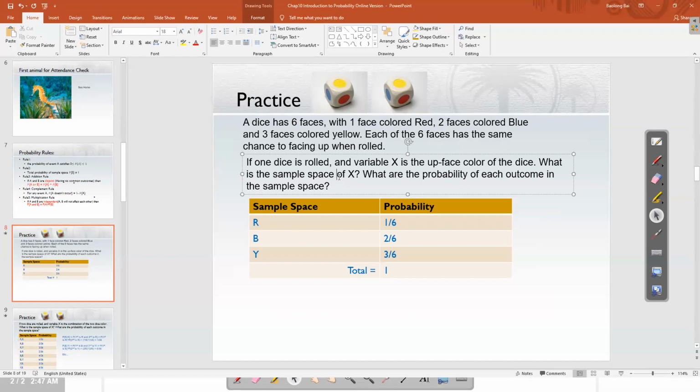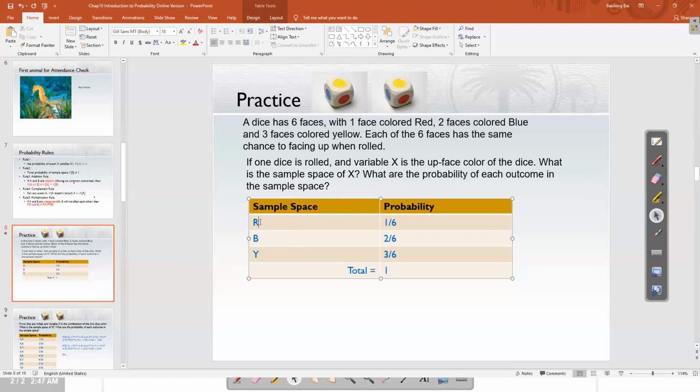If one die is rolled and the variable x is the up face color of the die, what is the sample space of x? What are the probability of each outcome in the sample space? So you only have 1 die, right? If you only have 1 die, you roll it, and you could just have the 3 different colors. Red or blue or yellow. So that's your sample space.